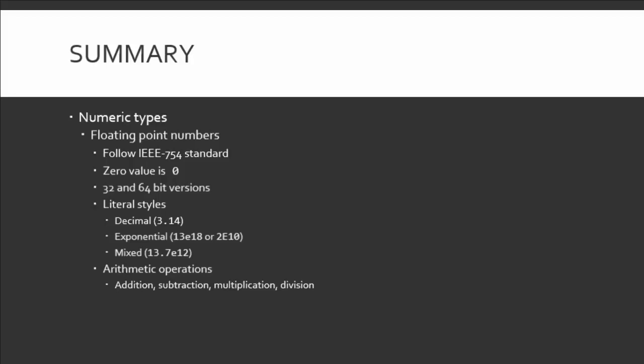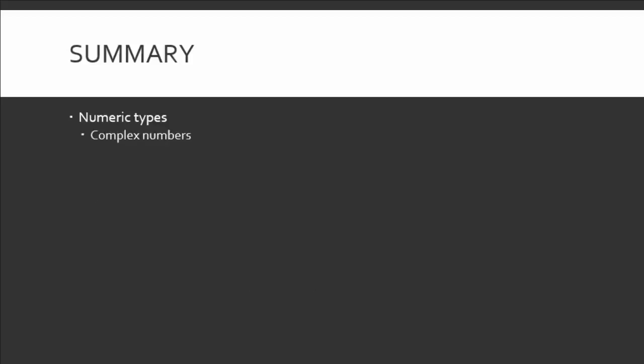Now, we don't have the remainder operation, but the division operation is going to give us a true floating point result, so we're not going to lose our decimal portion. The final numeric type that we talked about were the complex numbers. The 0 value of a complex number is 0 plus 0i, and they come in 64 and 128-bit versions. And the reason for that is the two components, the real and the imaginary component, are either going to be floating point 32s or floating point 64. So when you add those together, that's where you get the 64 and 128-bit versions.